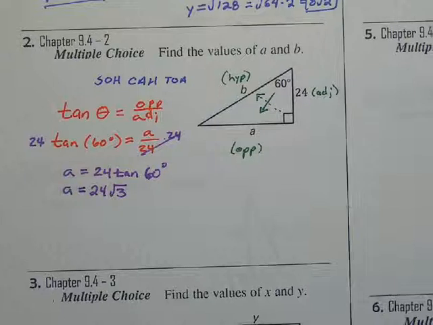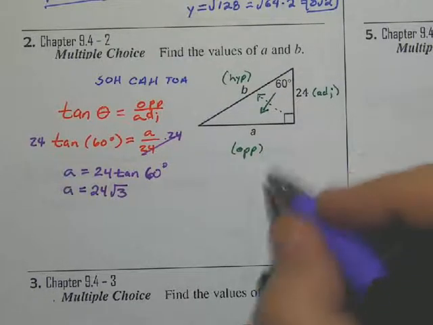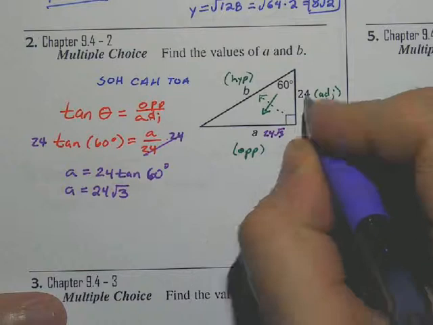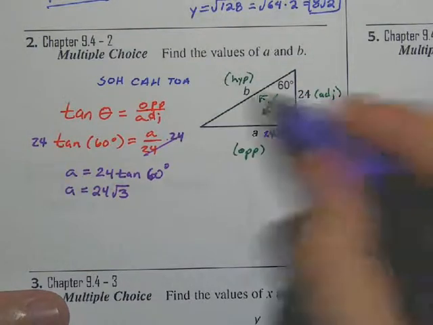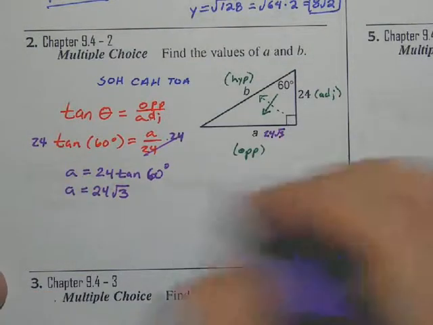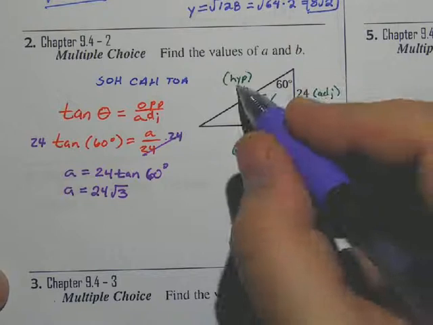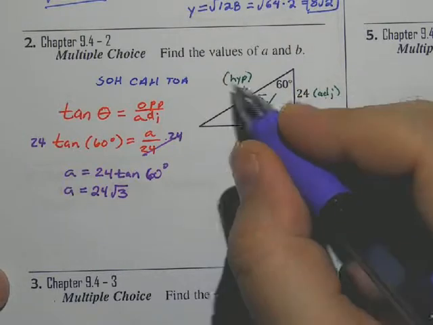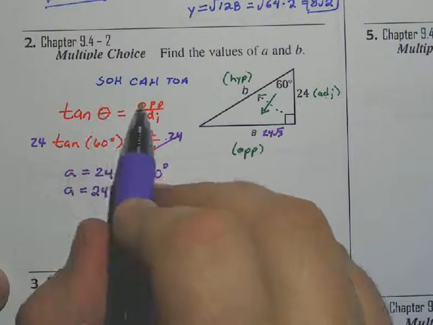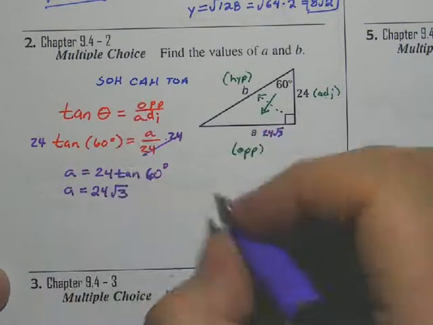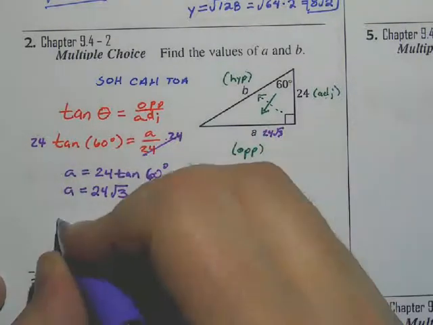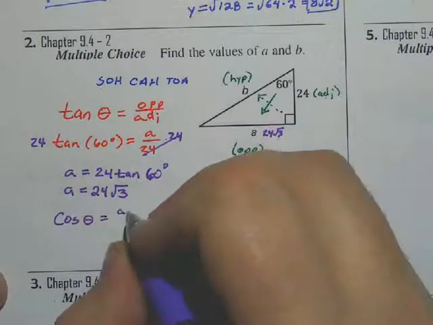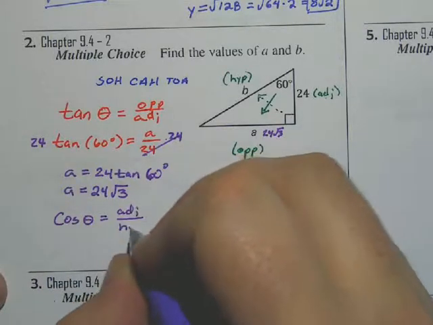So that leaves you the option of doing Pythagorean's theorem again. If I know that this is 24 root 3, I could use Pythagorean's theorem or I could use trig again. I'm going to use trig this second time. So this is hypotenuse and adjacent. I like 24 better than 24 roots of 3. So I'm going to use hypotenuse and adjacent, which is cosine. So cosine theta equals adjacent over hypotenuse.